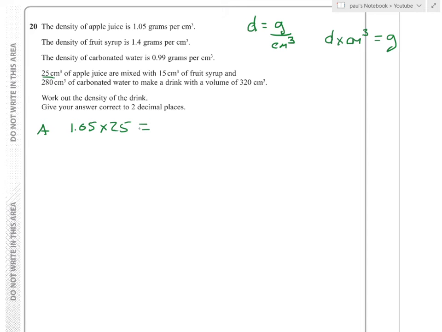1.05 times 25 is 26.25, so 26.25 grams of apple. The fruit syrup, the density is 1.4. The number of grams is 15. So 1.4 times 15 is 21 grams of fruit syrup.